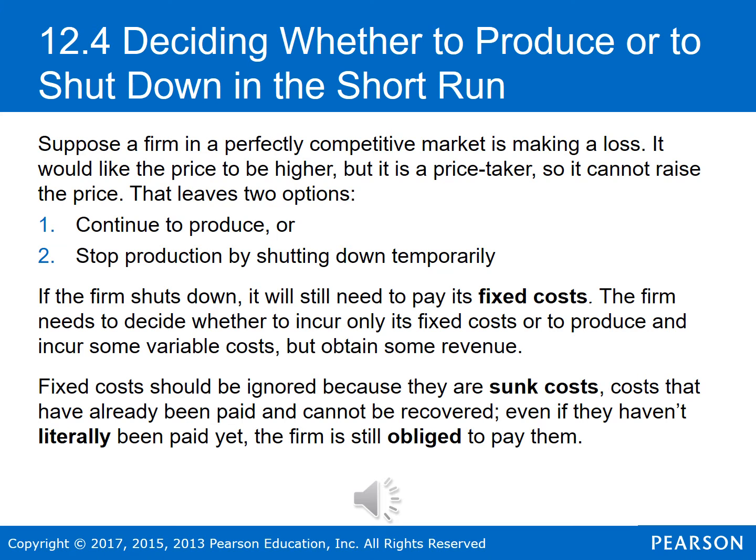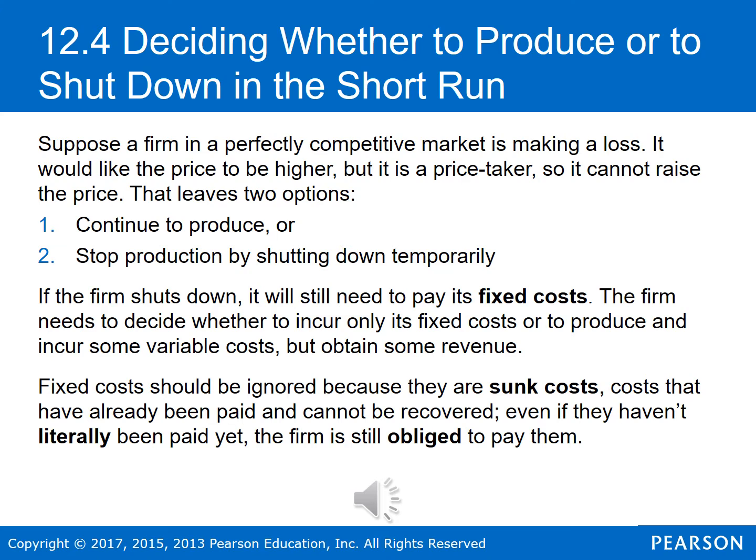We finished the previous section showing a firm that was earning a loss. Now, firms earning a loss need to decide whether to produce or to shut down in the short run. So suppose there's a firm in a perfectly competitive market that's making a loss, like in our final example. It would like the price of the goods to be higher, but it's a price taker, so there's no way for them to raise the price and to still have people buy their product.